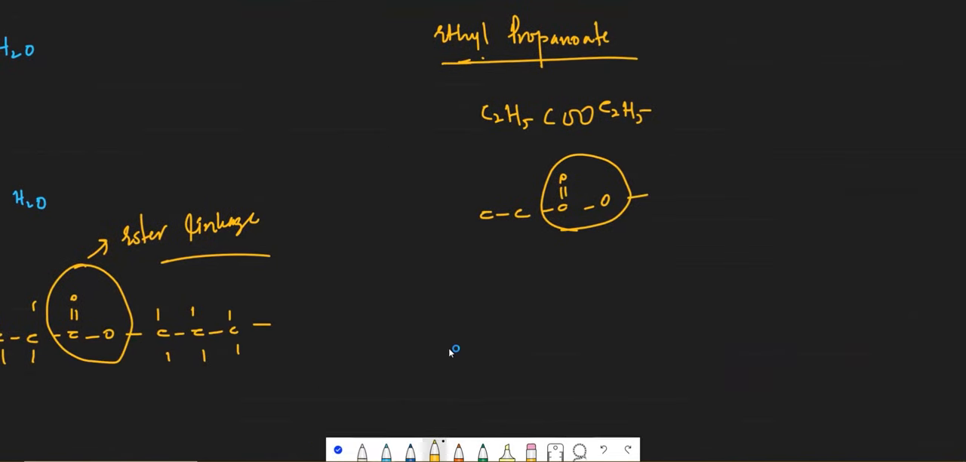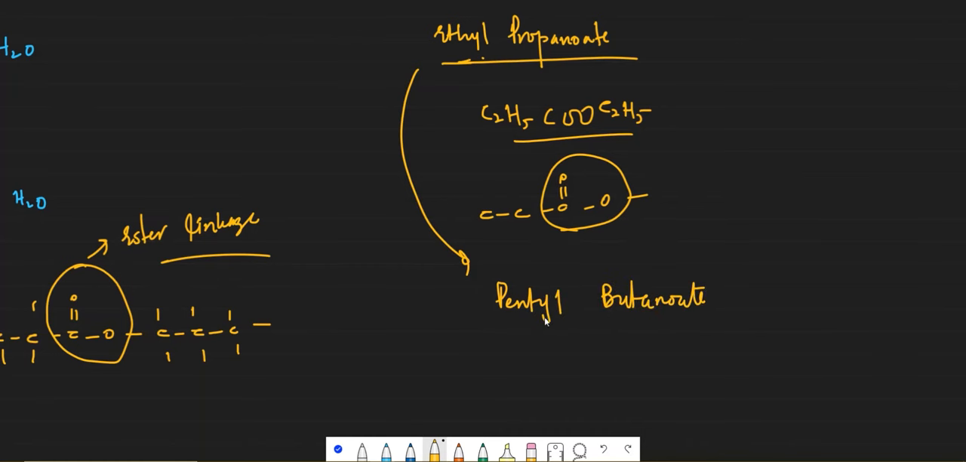Let's say if they ask you to write the molecular formula of pentyl butanoate. So you know the name of the first component is actually the alcohol, that comes after. So pentyl is one hydrogen removed from pentane. Pentane is C5H12. Pentyl would be C5H11. And butanoate is one hydrogen removed from butanoic acid. And butanoic acid is C3H7COOH. So it would be C3H7COO.